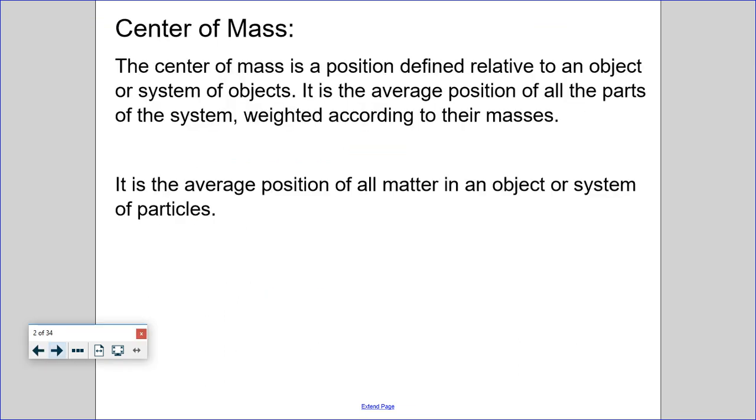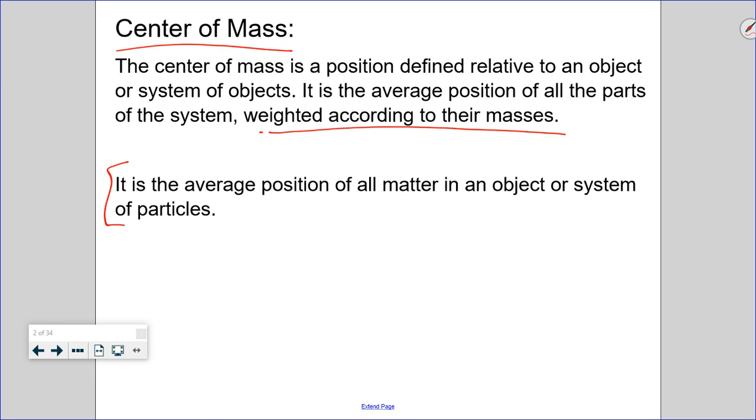All right, so this first definition up here I stole from Khan Academy because I needed a simple definition. They define the center of mass as a position defined relative to an object or a system of objects. It's the average position of all of the parts of the system weighted according to their masses. So it's kind of a weighted average. All right, and then reading this, I was not super happy with it, and so here's the final definition I came up with. It's the average position of all of the matter in an object or a system of particles.